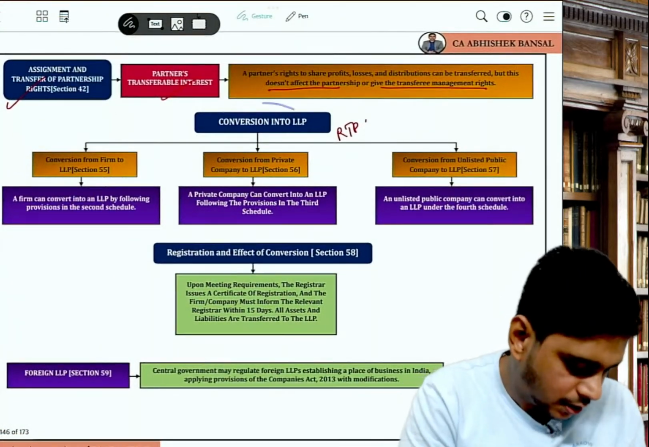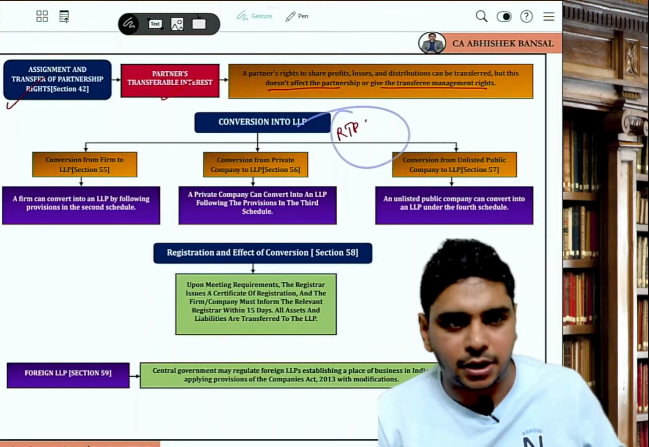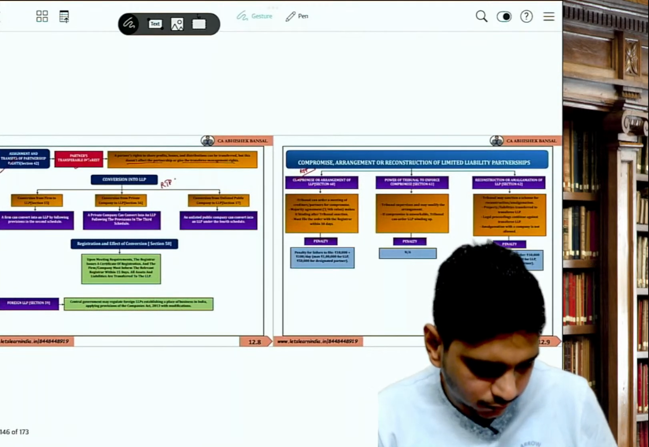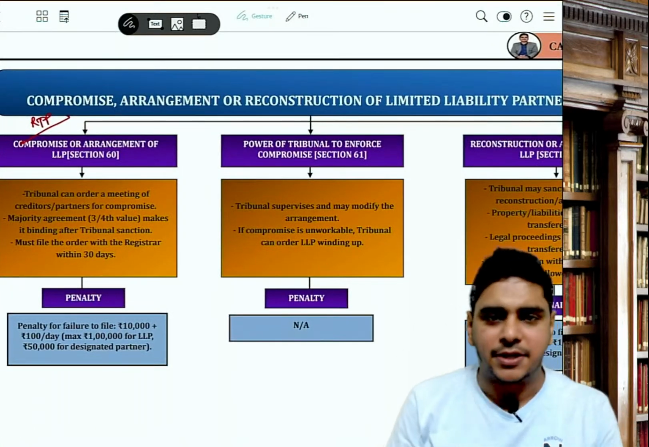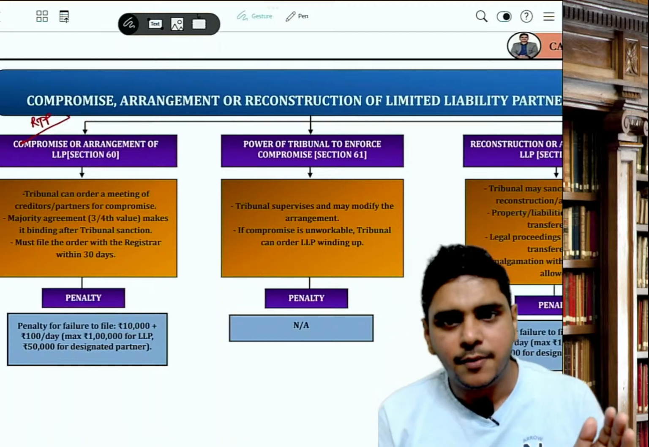Then, conversion into LLP, I have written RTP. Compromise, arrangements, reconstruction, when we did it in the regular batch, it was also RTP. You just have to read this part.